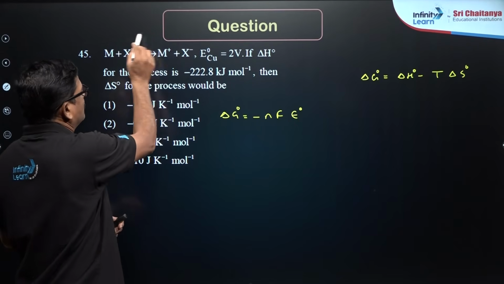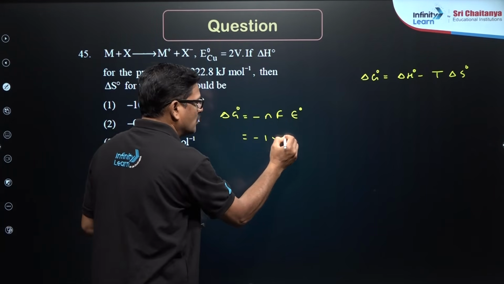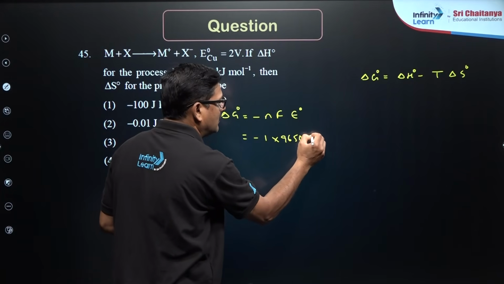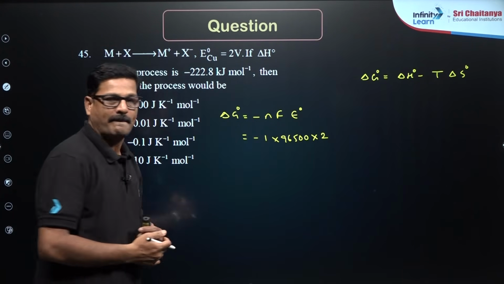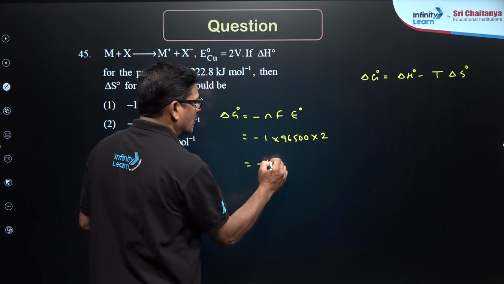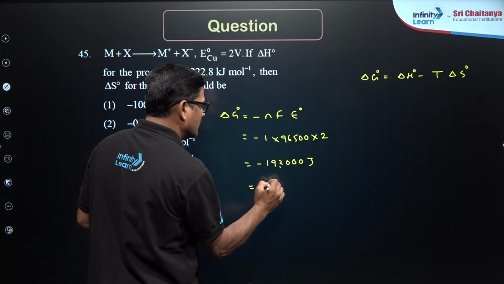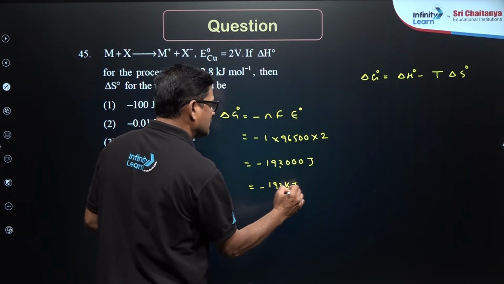For this loss of 1 electron, you can see it is monovalent, so it is going to be minus 1 into 96,500 into 2 volts. That is given as minus 193,000 joules, so minus 193 kilojoules.